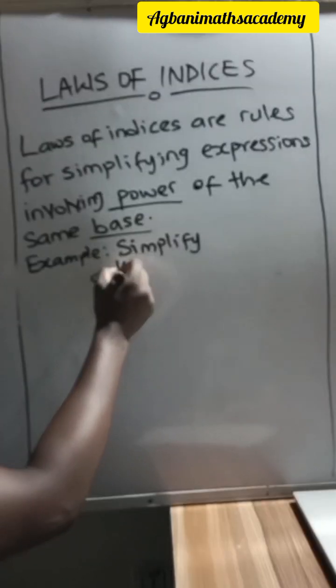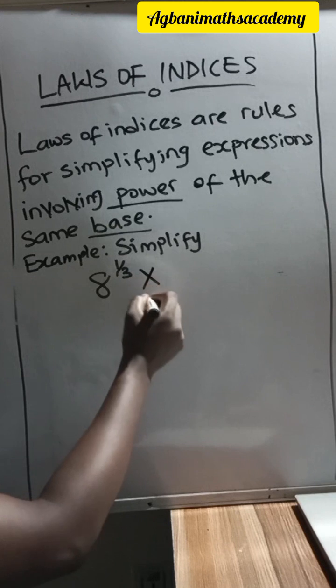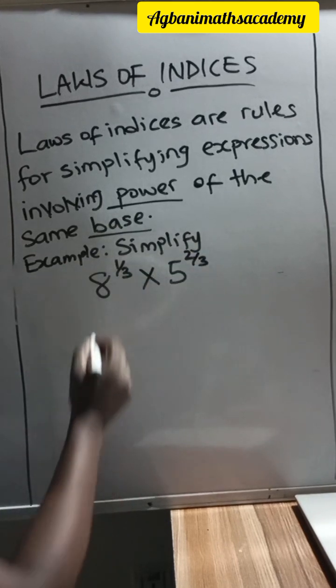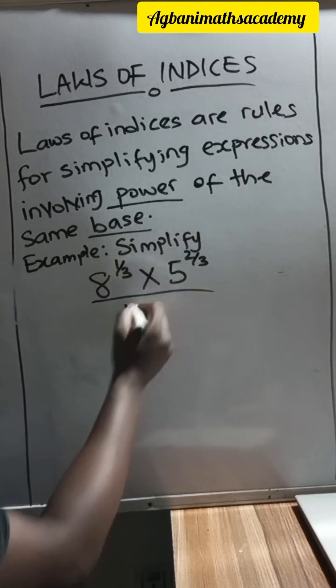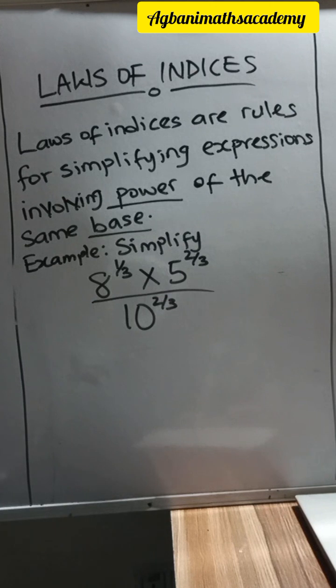8 to the power of 1 over 3 times 5 to the power of 2 over 3 divided by 10 to the power of 2 over 3. Okay, so let's look at this question. This is also a simple question. Let's look at it together.